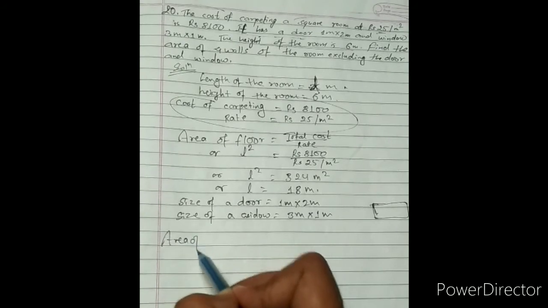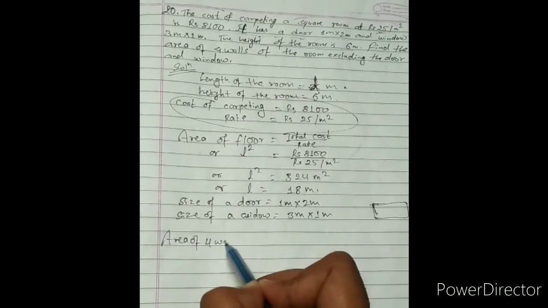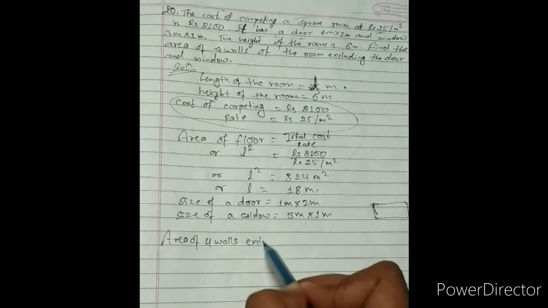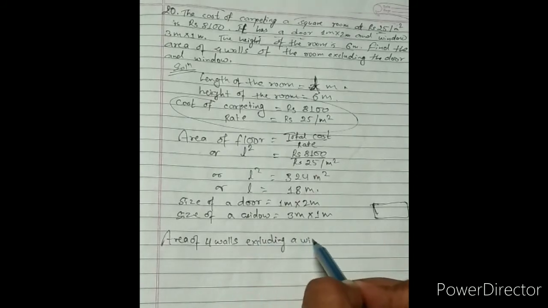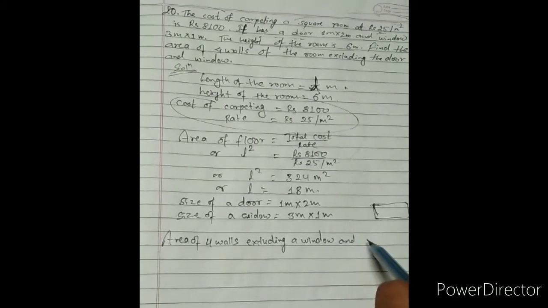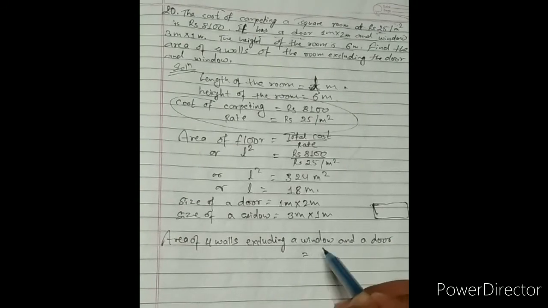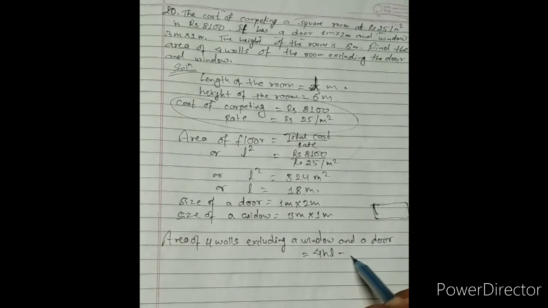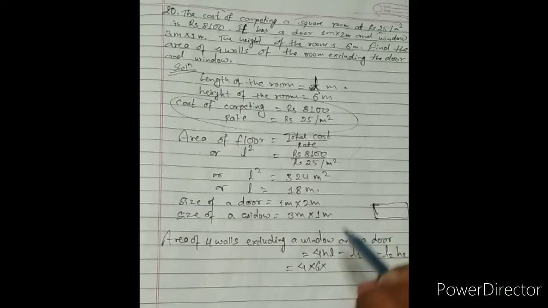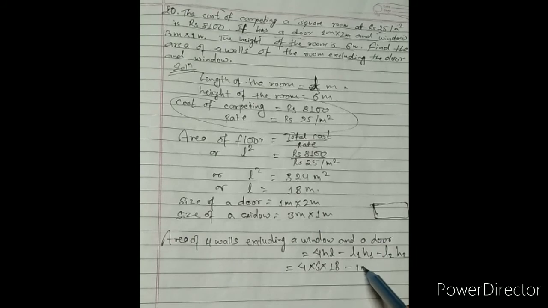You have to find area of 4 walls excluding a window and a door. What is the formula of area of 4 walls? 2H into L plus B, but this is a square room, so 4HL minus L1 H1, L2 H2. 4 into H which is 6 and length just now we got 18, minus size of door 1 into 2, minus 3 into 1.